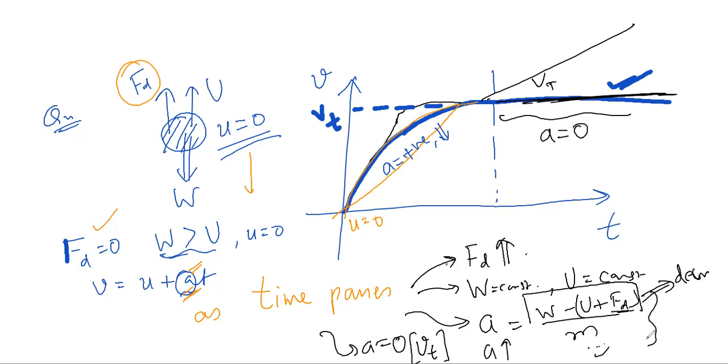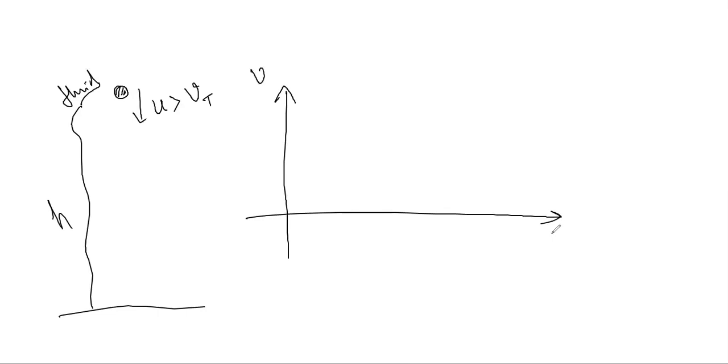Okay. Now one more question based on this. If we have thrown one object from a very large height with speed u, which is greater than its terminal velocity, and everywhere there is one fluid, so it will experience drag. So can you tell me what will be the graph of velocity versus time in this case?